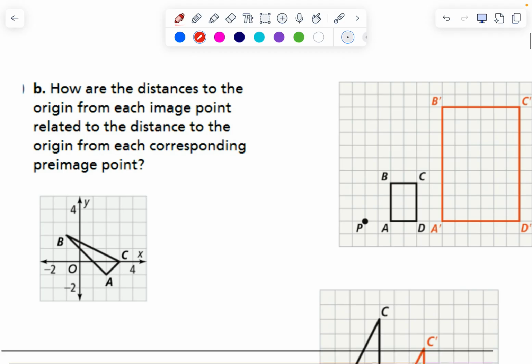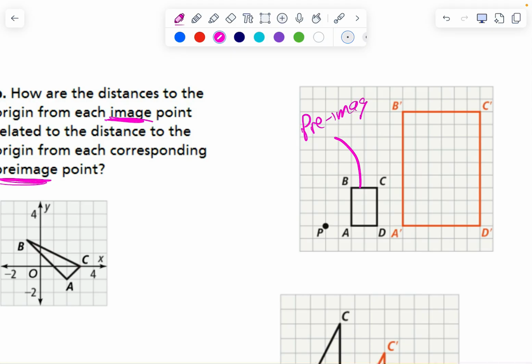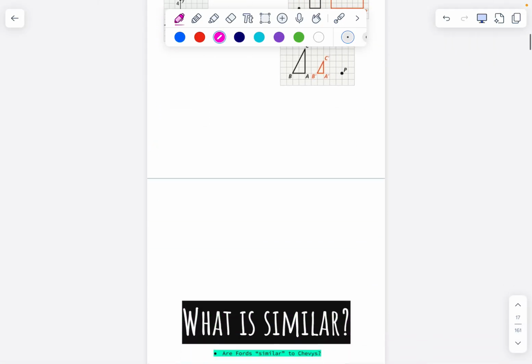Just to point out the language that some geometry texts use: image and pre-image. Let's look at the rectangles here. Which one is the black one? Is it the image or the pre-image? That's the pre-image. And then this is the image. I think that vocabulary is good to know. It's a little confusing sometimes. So that's why I kind of tell you original versus new.